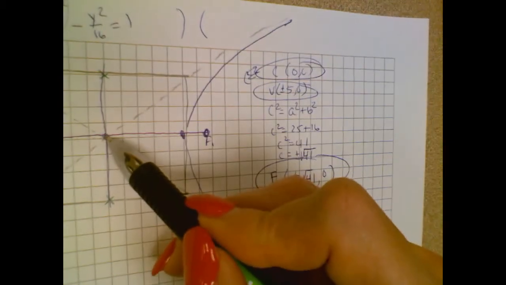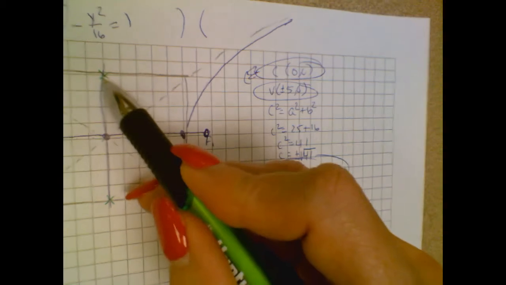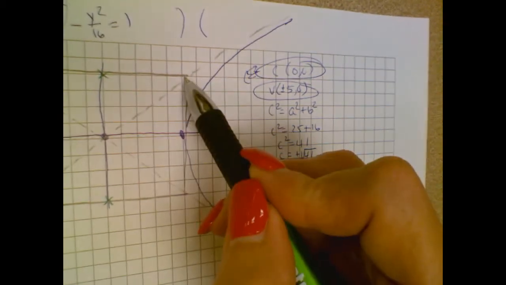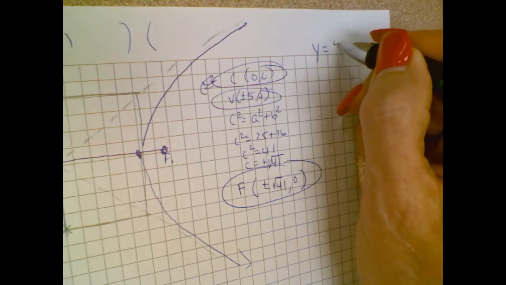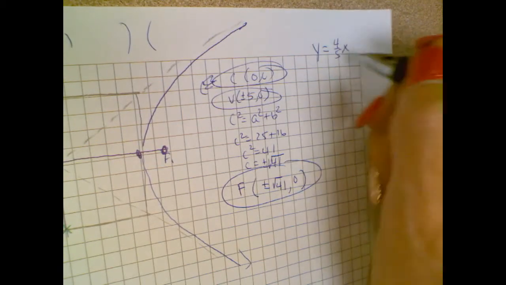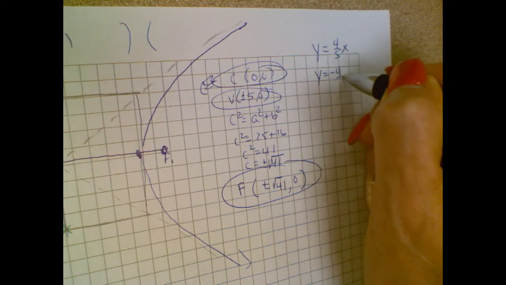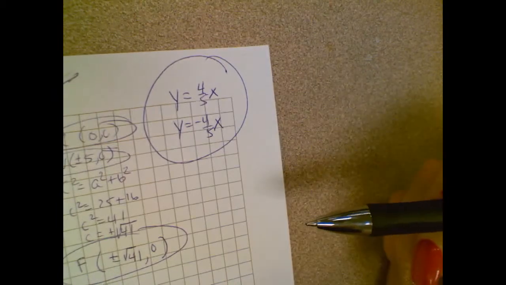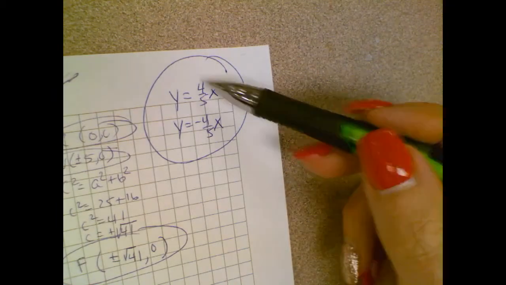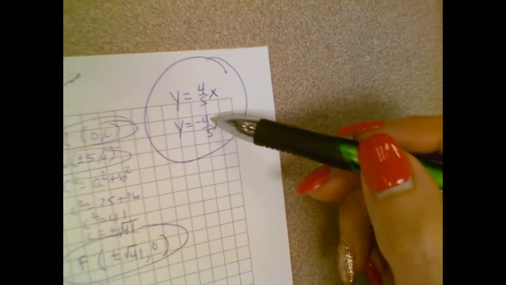And your asymptotes, you can kind of tell by looking at this one, nothing fancy here. The y-intercept is 0, and the slope is up 4 over 5. So 4/5 x plus 0, and the other one would be negative 4/5 x plus 0. You won't really have to do any work when the center's at 0, 0. You just look at the slope. In this case, it's b over a, plus or minus.